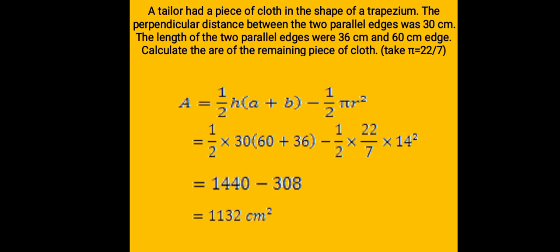We take the area of the trapezium less the area of the circle. So the area of the trapezium is half base, half height into A plus B, and the area of the circle he cut. It was not a circle, actually it was a semicircle. It's half pi r squared. So simplifying, putting the values there, you get that after cutting a semicircle from that trapezium, what remained of the cloth is 1,132 centimeters squared.